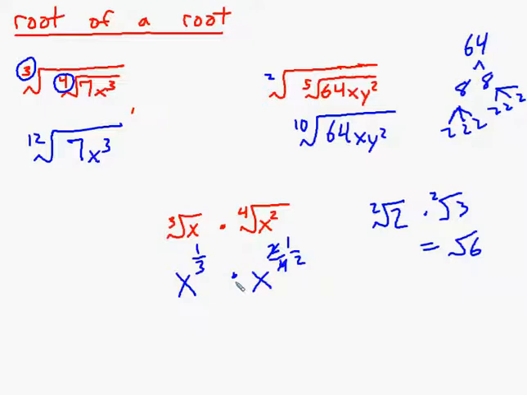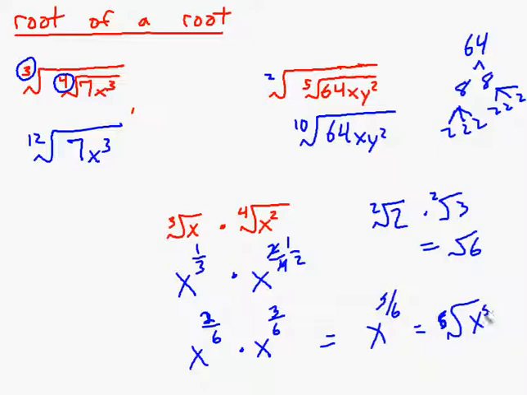And now when I multiply, my bases are the same, so I can add my exponents. To do that, I'll need a common denominator. So I get my common denominator, and I can go ahead and add those. And I want to make sure, especially if my numerator happens to be larger than my denominator, that I switch back to radical form to simplify. But in this case, we're going to be taking the 6th root of x to the 5th, and that doesn't simplify further. That's the 6th root.